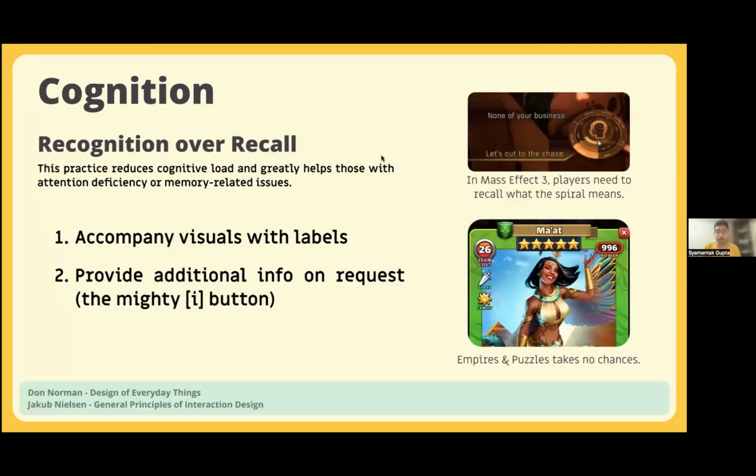And the second thing is recognition over recall, a statement we have heard many, many times, right? What it means is that games often inundate us with a lot of information. As much as possible, make that information available in the game for the player so that they have to rely less on their memory and they can use other parts of their brain more and better.